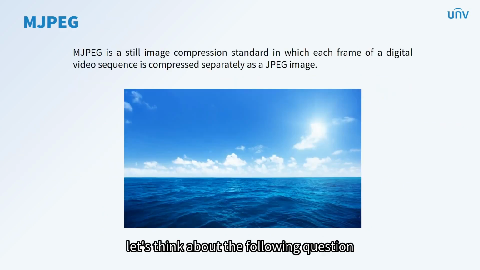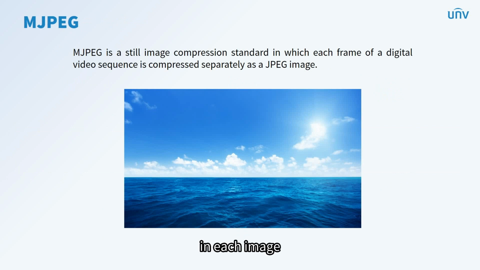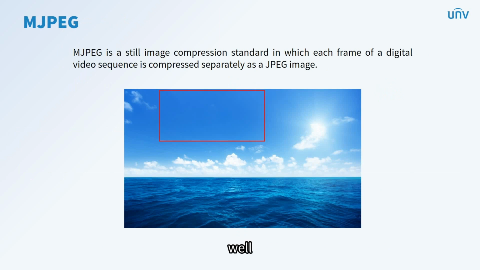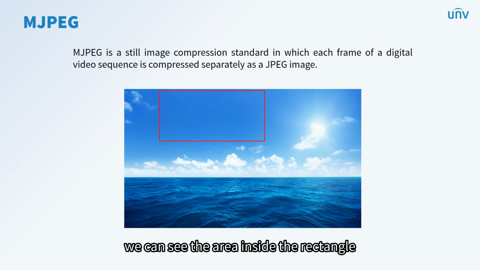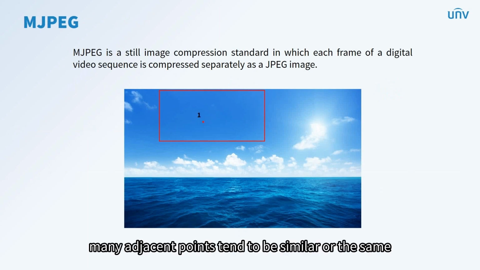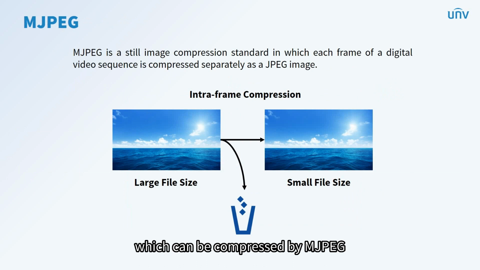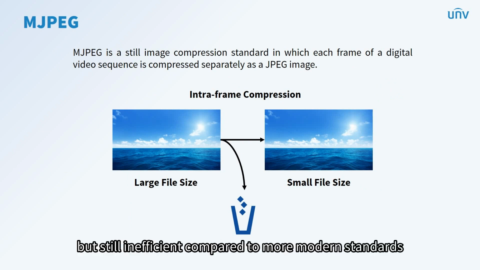Let's think about the following question. In each image, what kind of information is compressed specifically? Well, we can see the area inside the rectangle is all sky and there is no key information. Many adjacent points tend to be similar or the same, like point 1 and point 2. This is called spatial redundancy, which can be compressed by MJPEG. As a purely intra-frame compression scheme, it's simple to implement, but still inefficient compared to more modern standards.